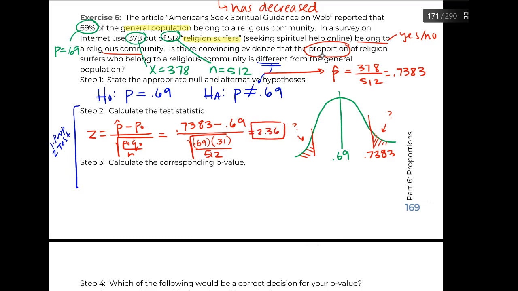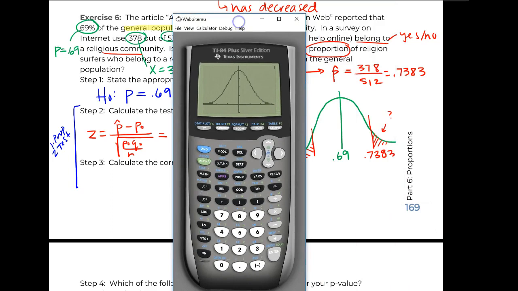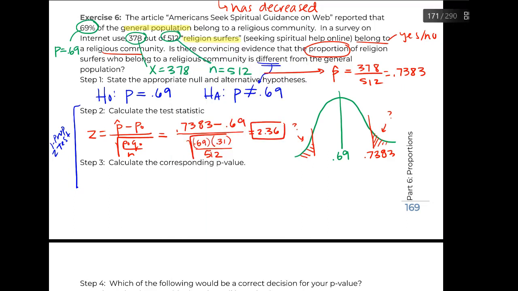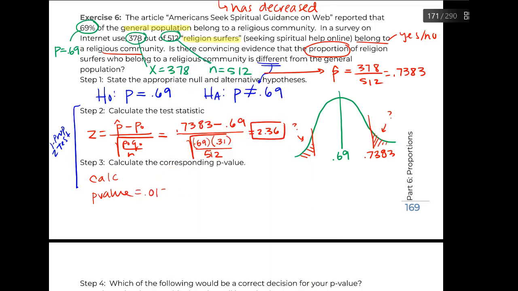Z-scores are the only thing I'm okay with rounding to 2 decimal places because that's the best you can do in the table. By the way, just to point out for those of you with the graphing calculator, when I went over to one prop Z test, there were 2 options at the end, calculate or draw. If you choose draw, it'll draw that little picture I just drew, and it will give you the z-score and the p-value there. So you can always do that, and it gives you both the z-score and the p-value instead of giving it all in the list, and then you got a drawing as well. So from the calculator, our p-value was 0.0182.